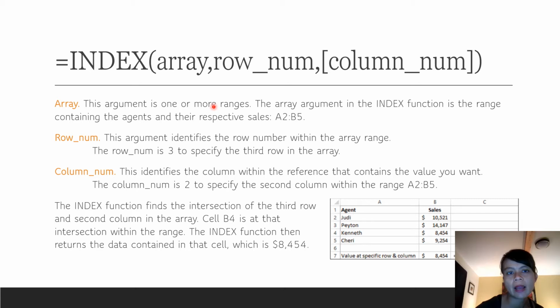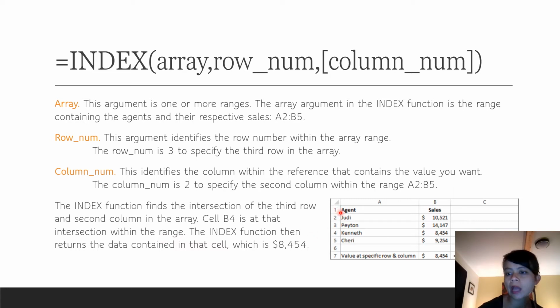So if you have array A1 to B5 here, this whole array, and you want row number 3 and column number 2, then we'll go row 1, 2, 3. Row number 3 is Kenneth, and then column number 2 would be the amount. So the index function finds the intersection of the third row and the second column in the array.